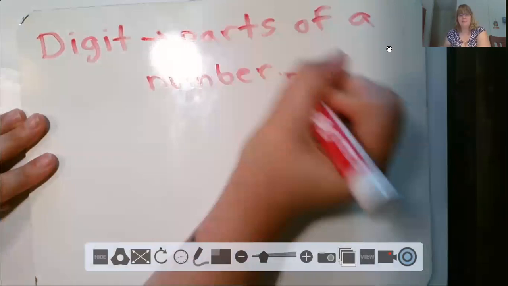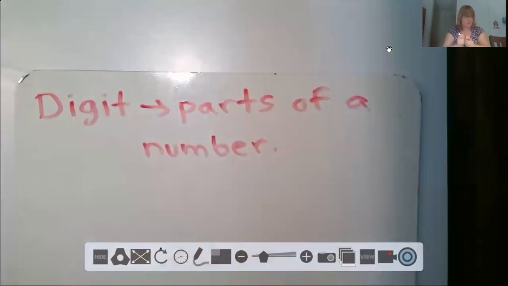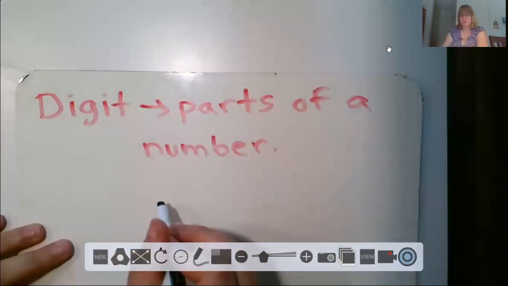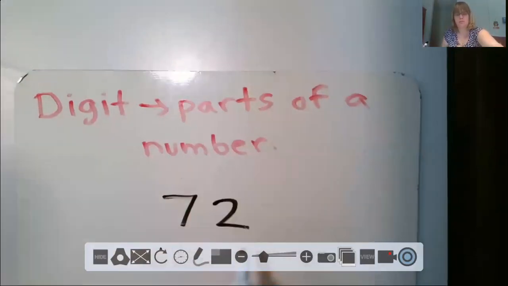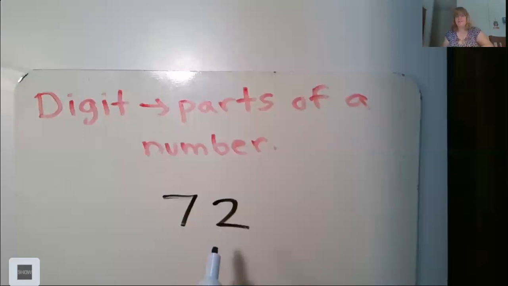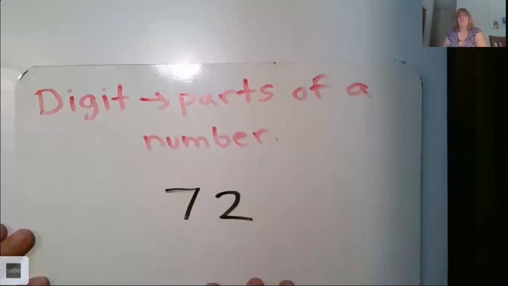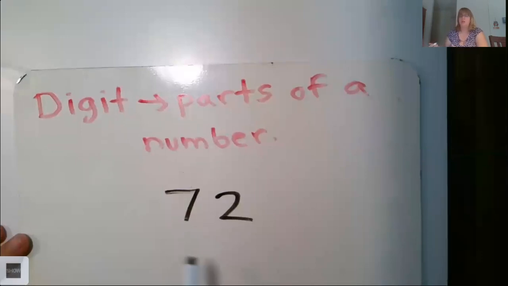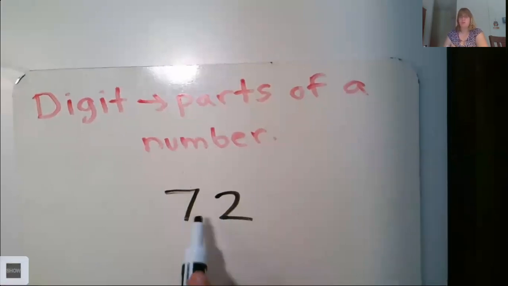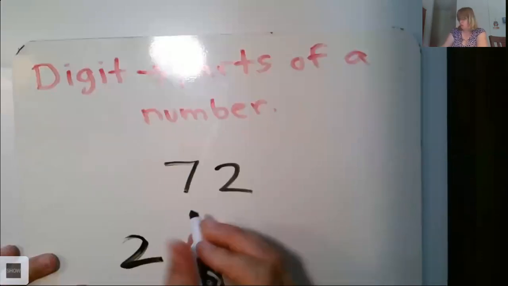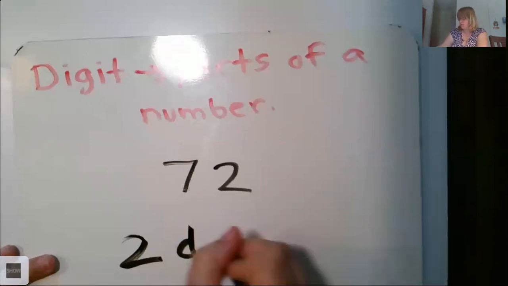So let's say I had the number 72. Not even thinking about place value yet. We want to think, how many parts are in this number? Well, we have 1, 2. 2 parts. 2 numbers make up 72. So it has 2 digits.